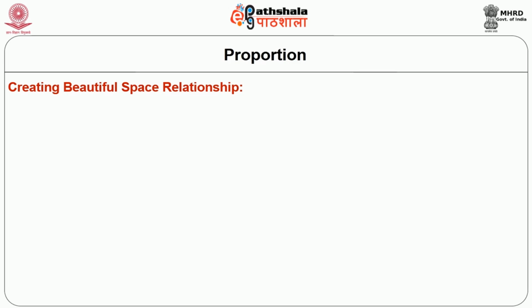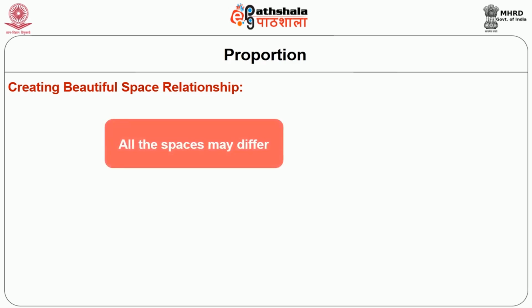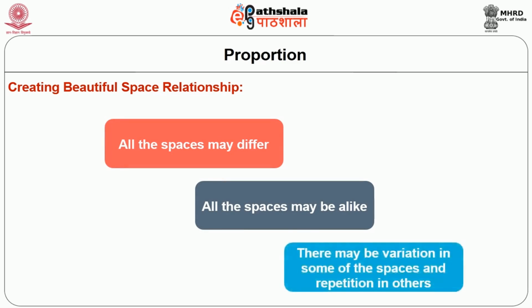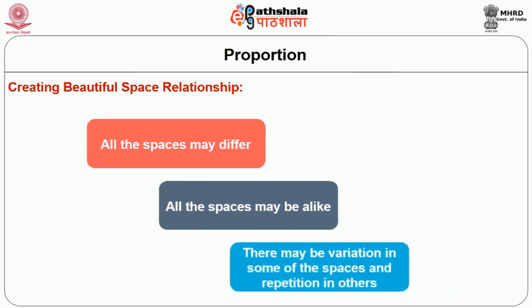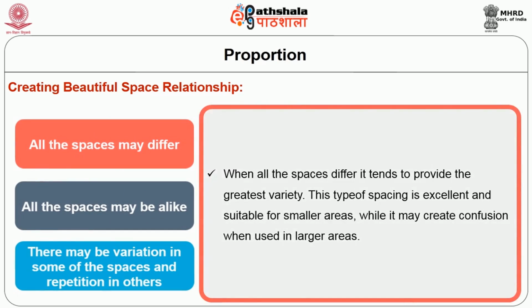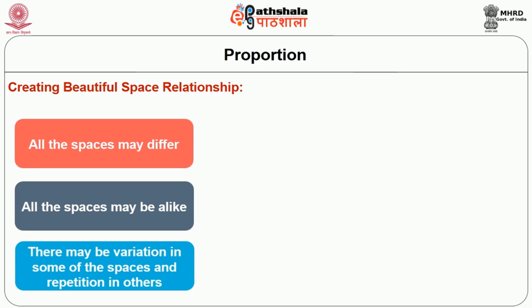While dividing a space into interesting parts, there are 3 possibilities: all spaces may differ, all the spaces may be alike, or there may be variation in some of the spaces and repetition in others. All the spaces may differ. When all the spaces differ, it tends to provide the greatest variety. This type of spacing is excellent and suitable for smaller areas, while it may create confusion when used in larger areas.